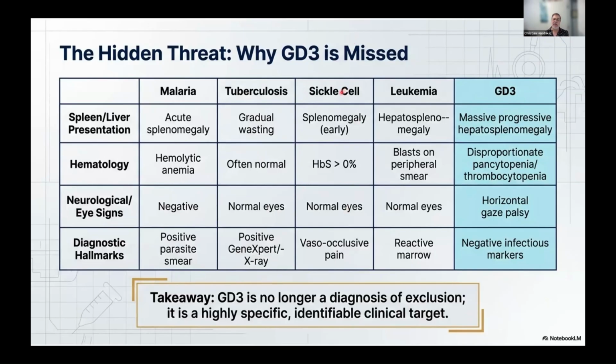When you look at sickle cell anemia, splenomegaly is early. In the hematology, you see the hemoglobin S percentages. There are usually no eye movement signs, and the vaso-occlusive pain signs may be a link. Now, Gaucher bone crises can be just as painful, but they usually have a different pattern of distribution.